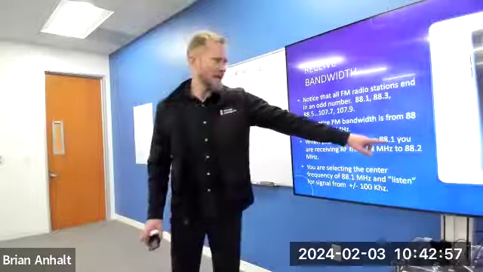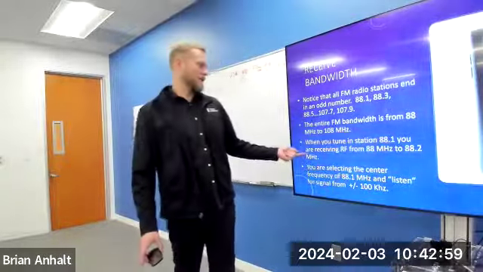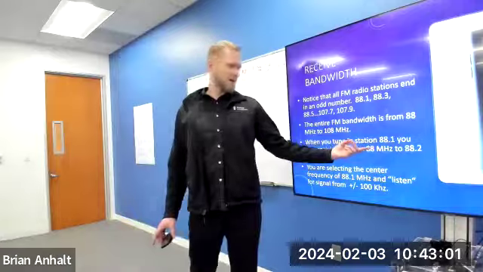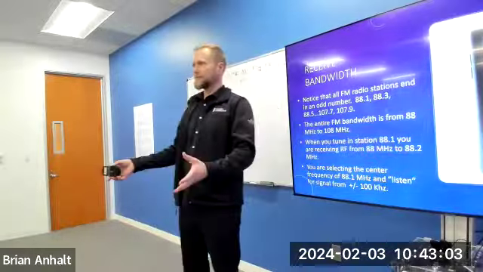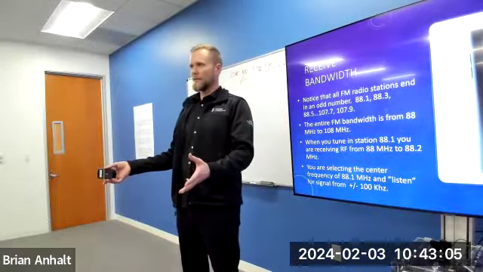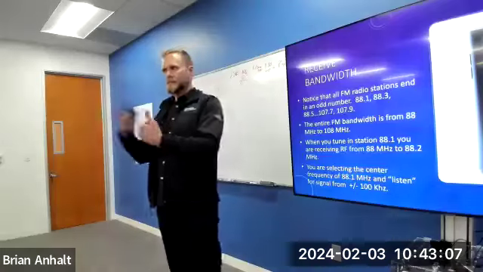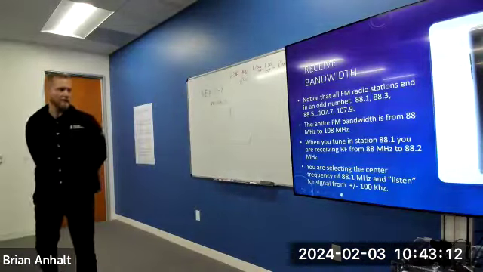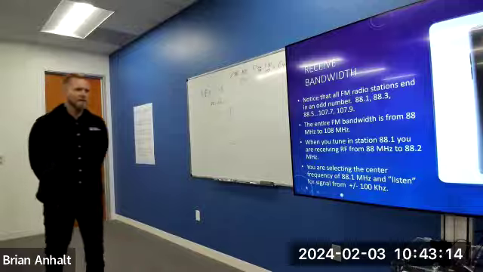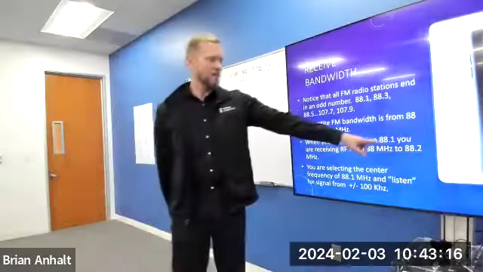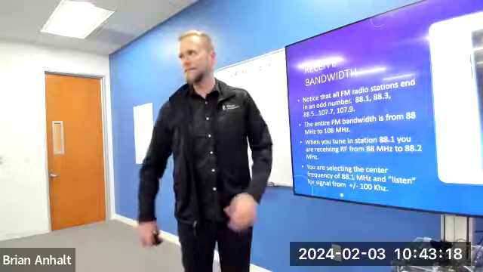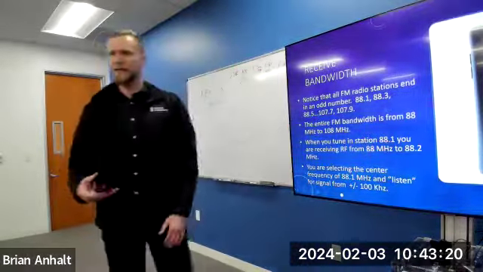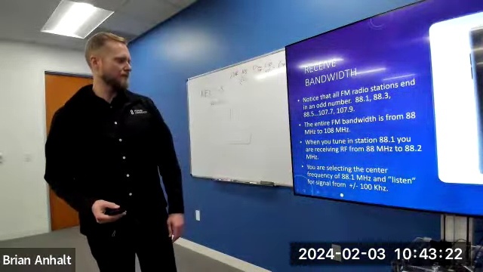When I tune into 88.1, I'm actually receiving RF from 88 megahertz all the way up to 88.2. That is 200 kilohertz. So the data that's coming in is modulated through all of those 200 kilohertz of frequencies, that bandwidth. The center frequency would be 88.1. That's in the center, right? And we have other frequencies on each side that are carrying information too.